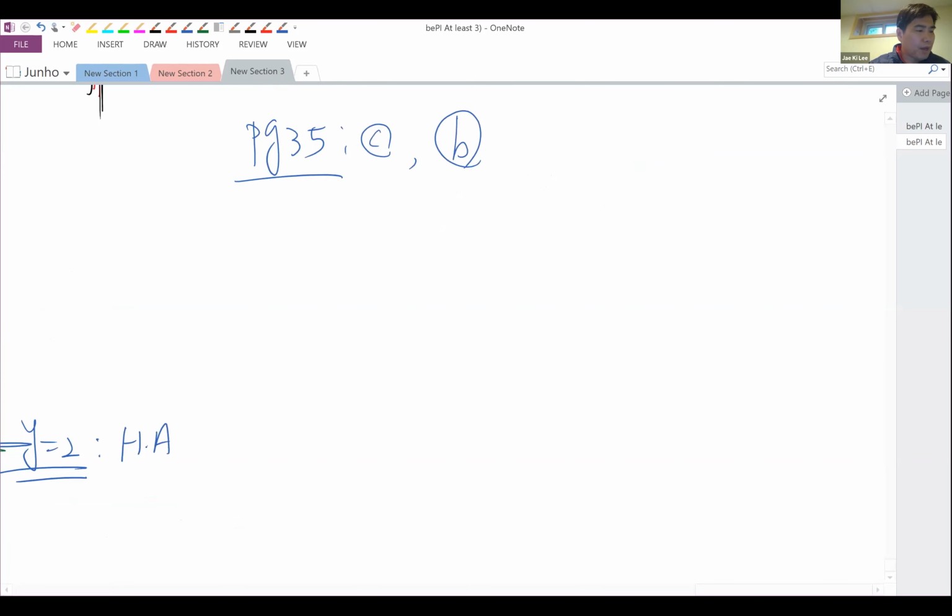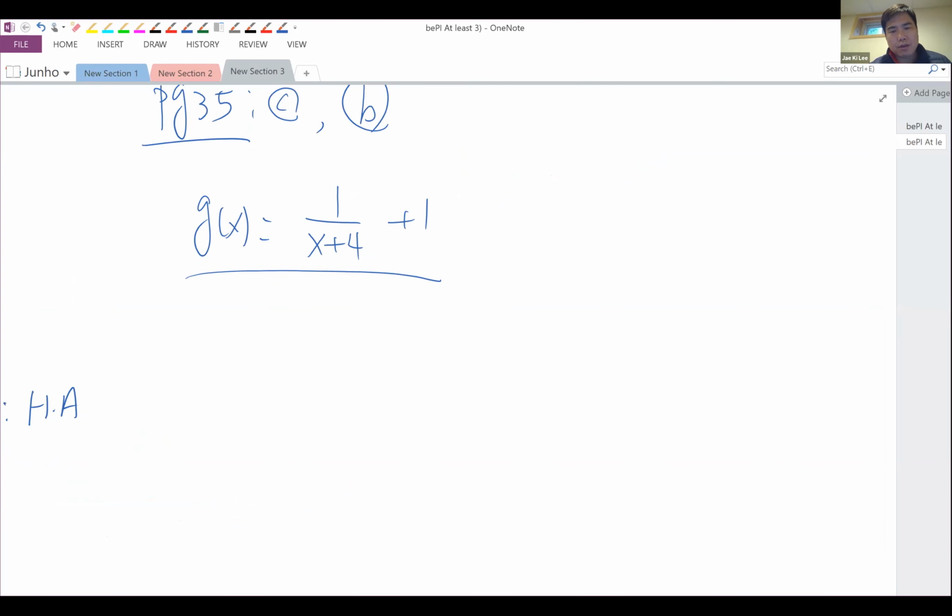So page 35C is g(x) equal to 1 over (x plus 4) plus 1, right? Okay. So who can just explain the parent function? Where should we start first? Anyone want to explain?